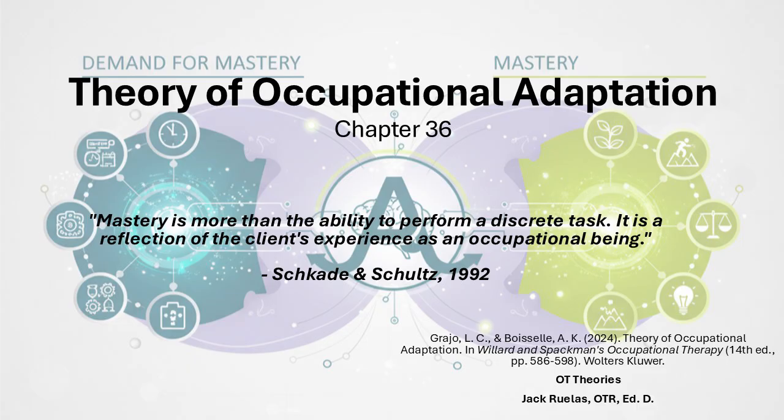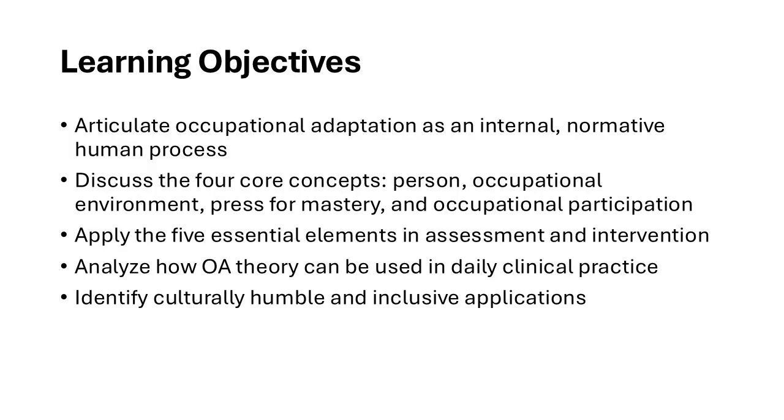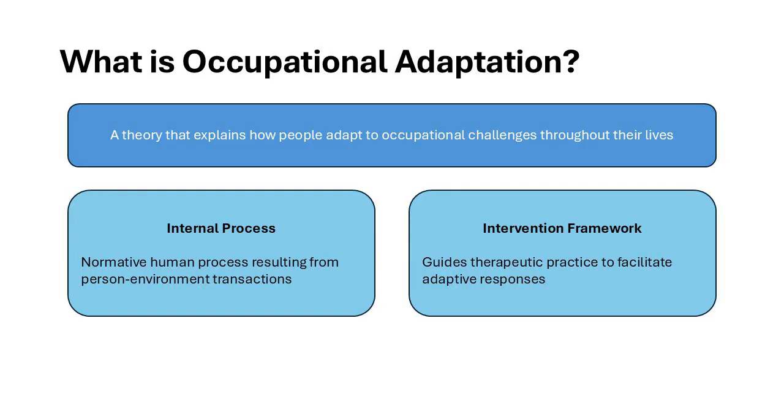So to get there, we need to understand OA as this internal engine, right? Exactly, that internal process. And then the four main parts that make it work, the core concepts. And then the practical application, the five essential elements for practice. That's the roadmap for today. Okay, let's unpack that internal engine part first. Because OA has this kind of dual nature, right? It's doing two things at once. Yes, which is what makes it so robust.